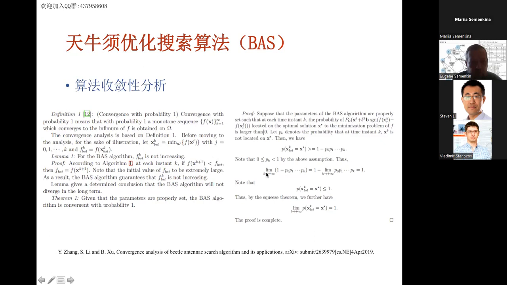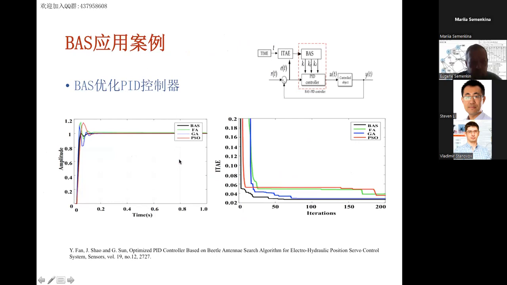Basically, we published some papers proving that this algorithm is globally convergent to the global optima with probability 1. Some people also explored the application of this beetle antenna search algorithm for the optimization of PID parameters, which has achieved improved performance over its rival algorithms like the genetic algorithm, PSO, and the firefly algorithm.